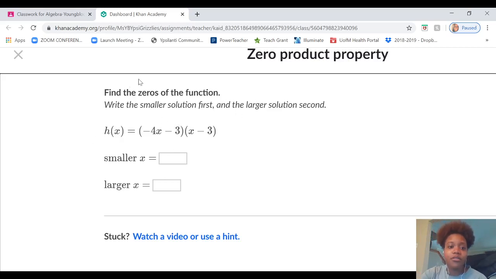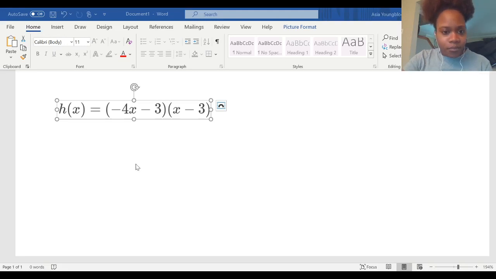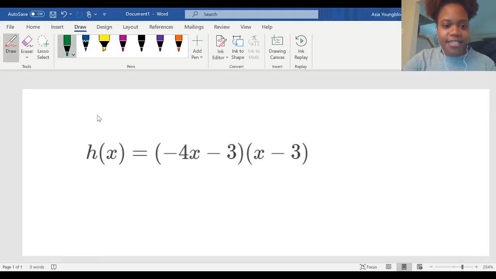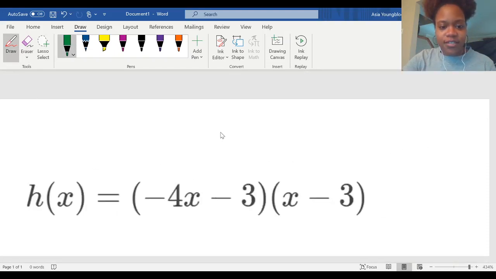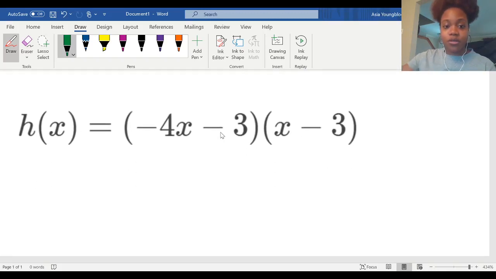problems. So for my first problem, it asks us to find the zeros of the function, and it gives us this function h of x equals negative 4x minus 3 times x minus 3. We're going to go ahead and copy that over to our sketchpad. Here's the function we were asked to focus on, and we're asked to find the zeros. So basically what this question is asking us is to set this function equal to 0 and figure out what x values will make it equal 0. So we want to set this equal to 0.